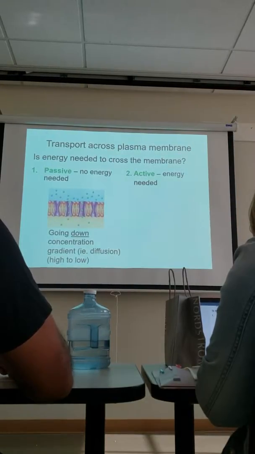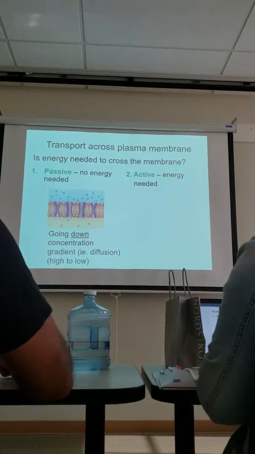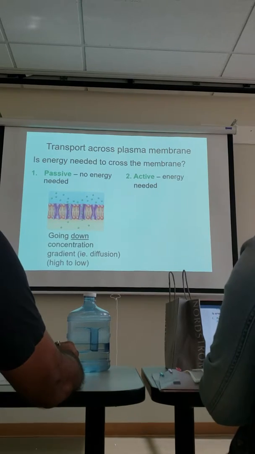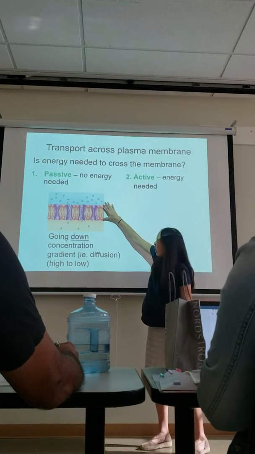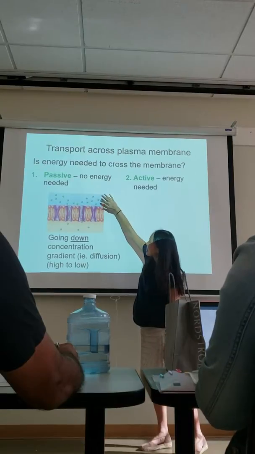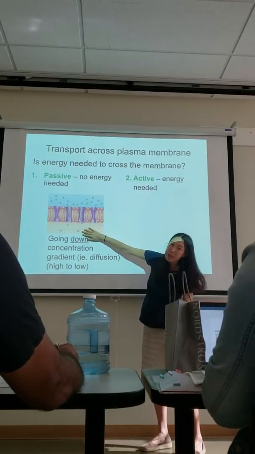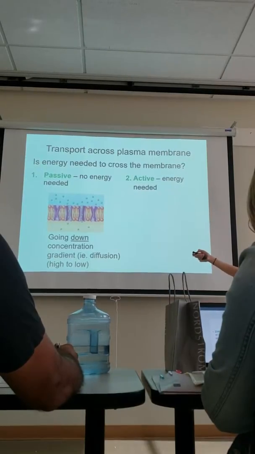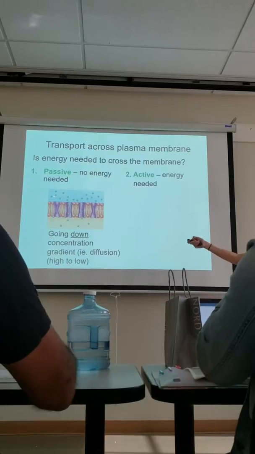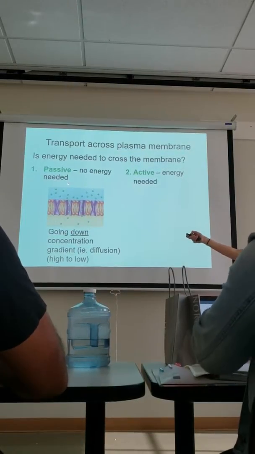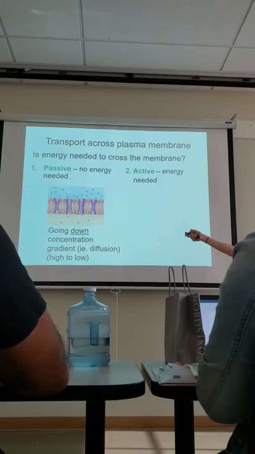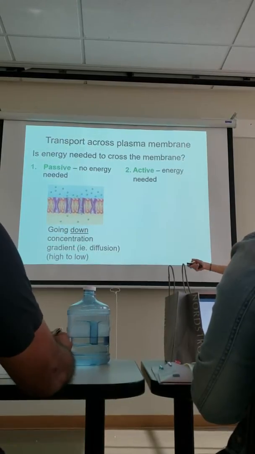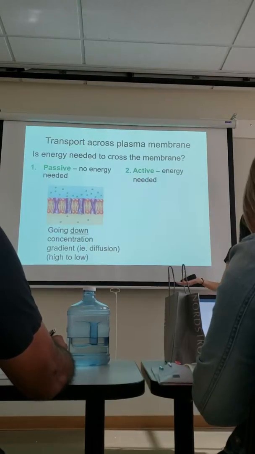So if there is no energy needed, or if it's a passive transport, that's when you're just following diffusion. So for example, in this picture, think of the blue out here as the outside of your cell, and the beige in here as the inside of the cell. If you just take a look at the green molecules, where's the high concentration of the green molecule? Outside on top or inside on the bottom? Yeah, outside. So based on diffusion, where do the molecules want to go? They want to go in, or they want to go down their concentration gradient. And again, that happens, no energy is needed.